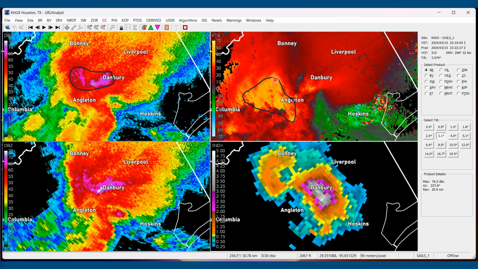And then on the base velocity side of things, you see this orange here. This is a radial component of velocity. We actually don't have the best look at the magnitude because it's not blowing toward the radar. It's somewhat perpendicular. But you can see this starting to get brighter, showing 50 to 60 knots or 65 mile per hour radial velocity.